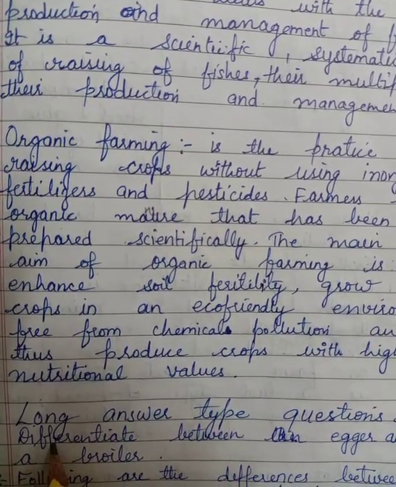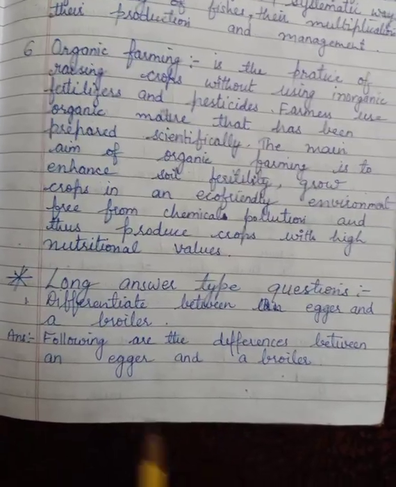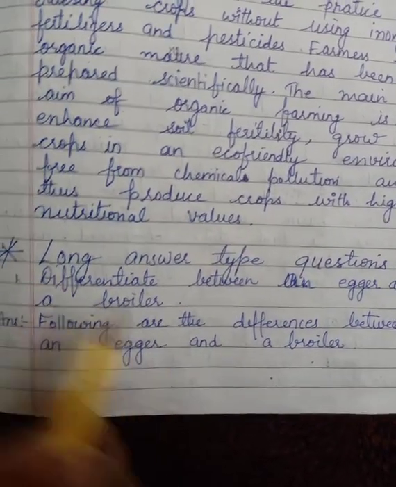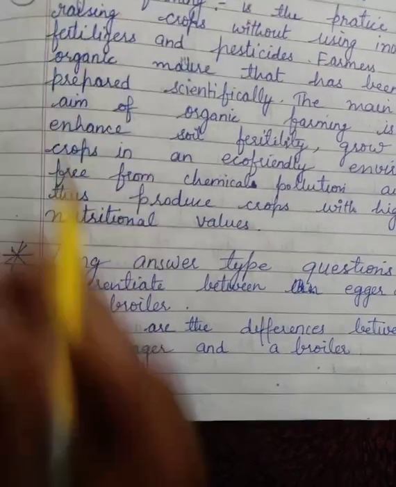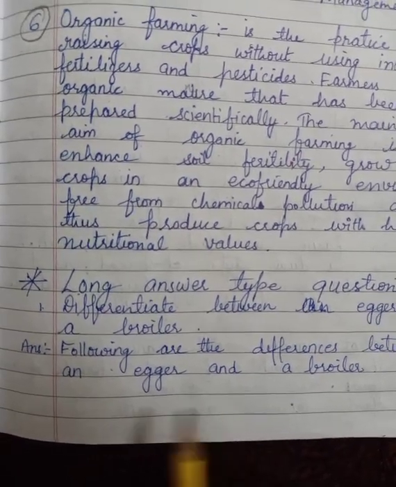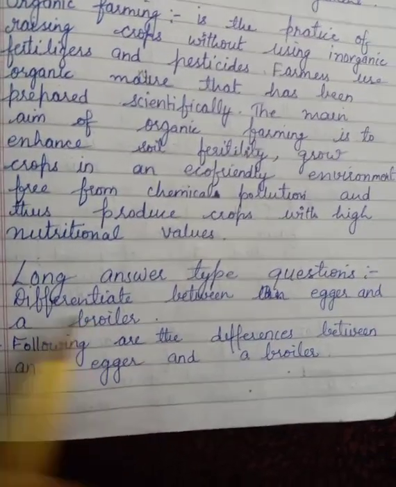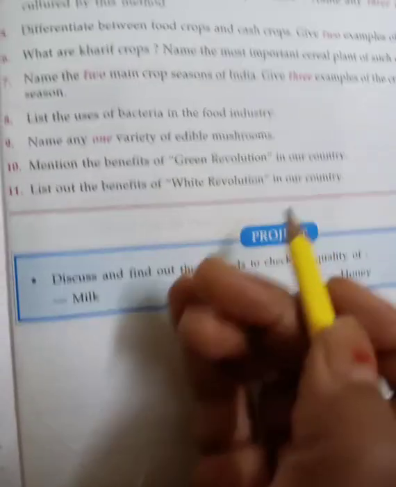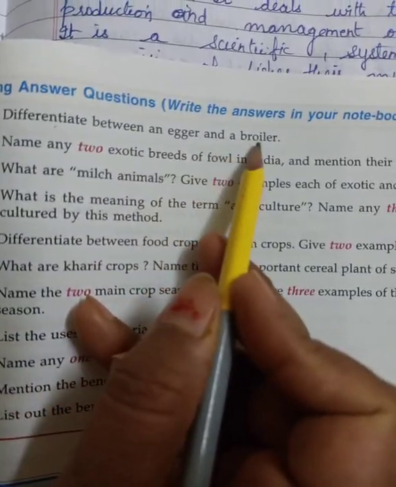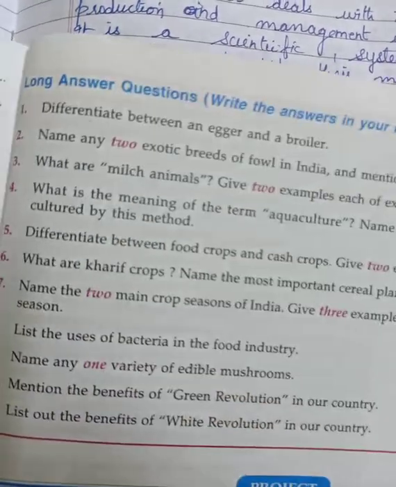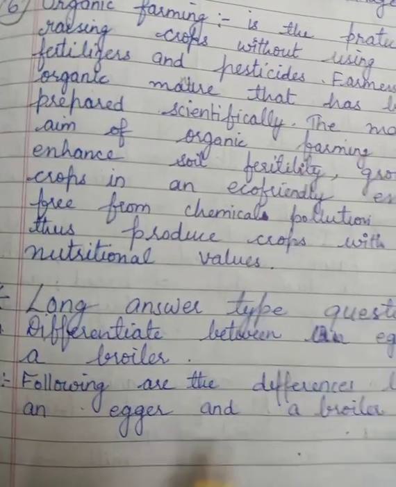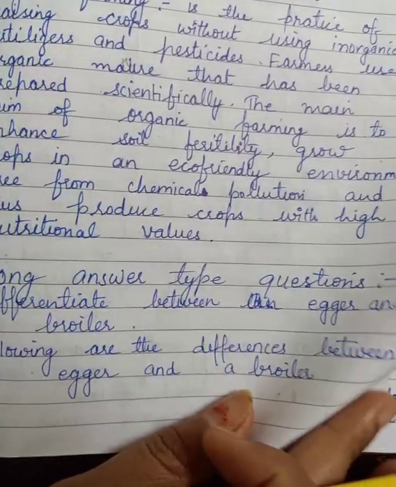Now we have the long answer type questions. Now in long answer type questions, children, the first one is differentiate. First I will show you in the book. The question is, differentiate between an egger and a broiler. In the lecture also I have given you the explanation. Again I am giving you the answer. Following are the differences between an egger and a broiler.